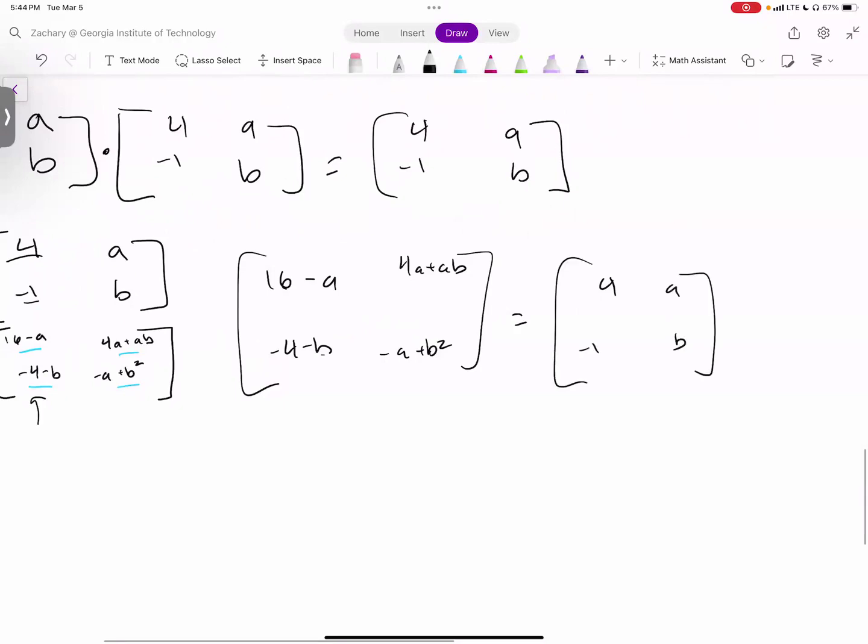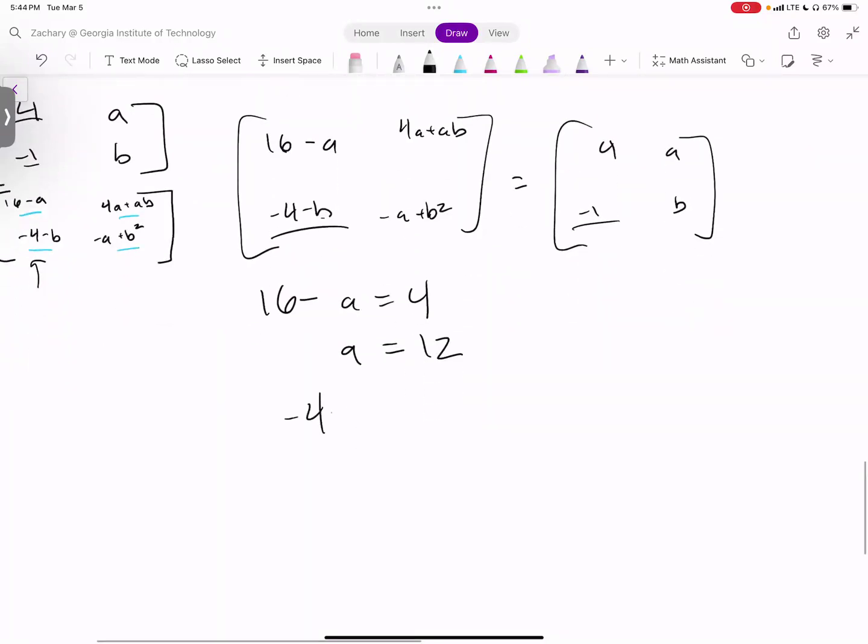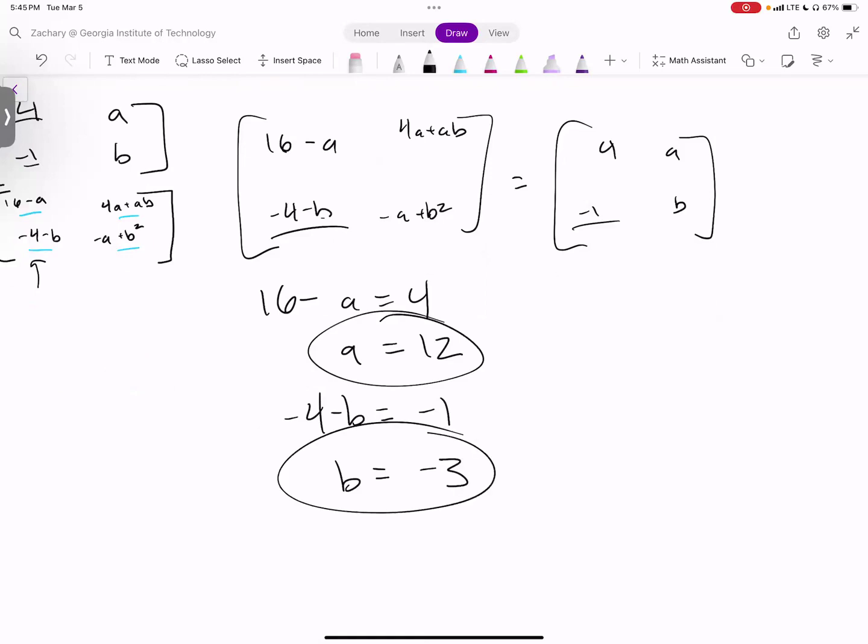And let's solve for whichever of these is easiest. So I'm going to start with 16 minus a equals 4. That gives me a is equal to 12. And I'm going to solve this bottom one here for b. Minus 4 minus b is equal to -1. That tells me b is equal to -3. And boom, we are done.